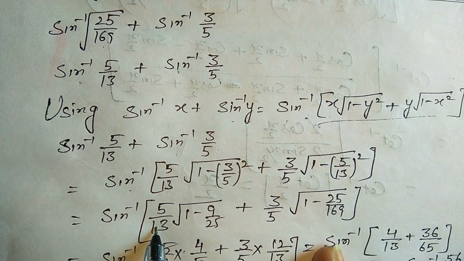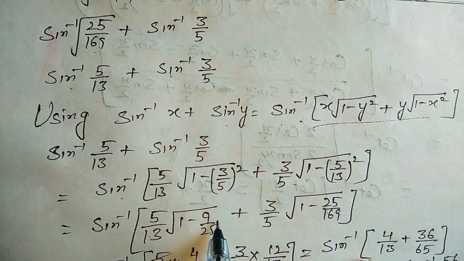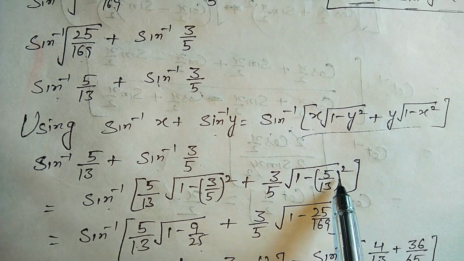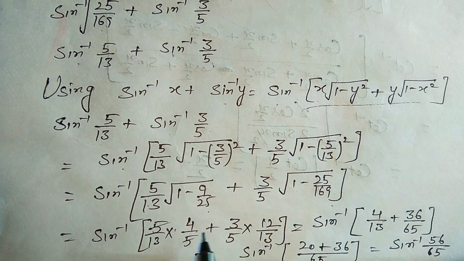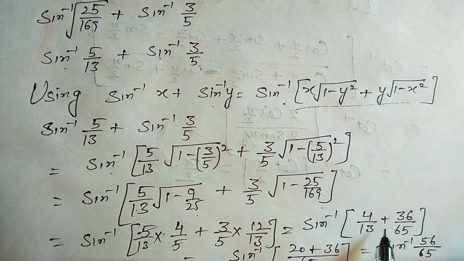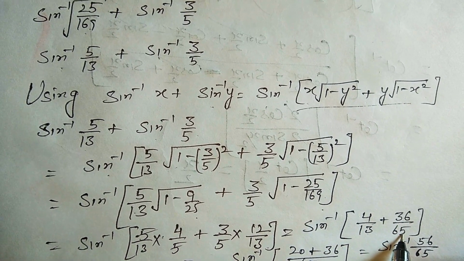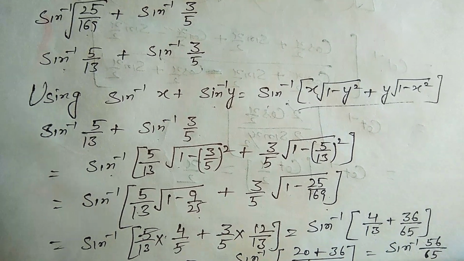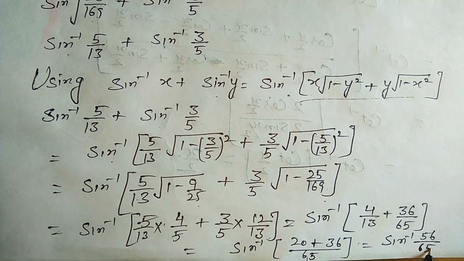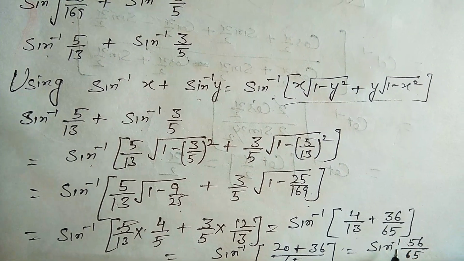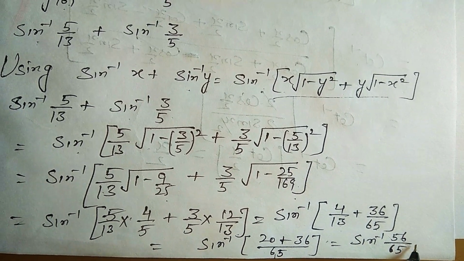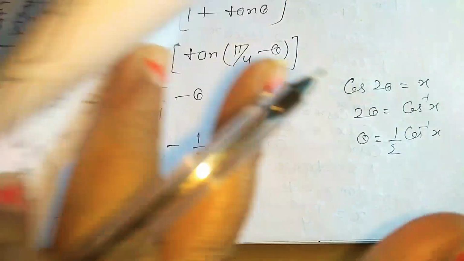So 5 by 13 as it is, the root of 1 minus 9 upon 25, and root of 1 minus 25 by 169. After solving, we will get 4 by 13 plus 36 by 65, and the LCM is 65. So it will be 56 upon 65. This is the answer. Sin inverse 56 by 65, hence proved.